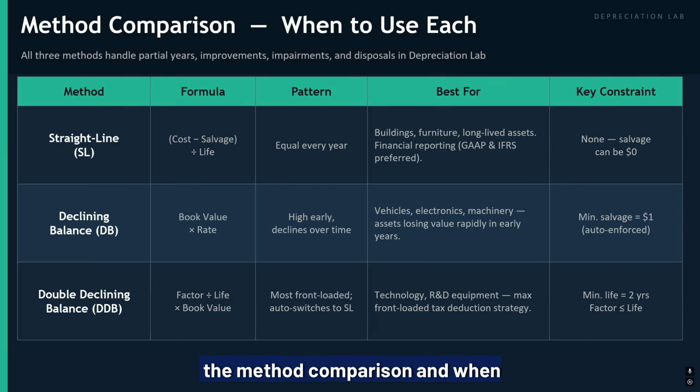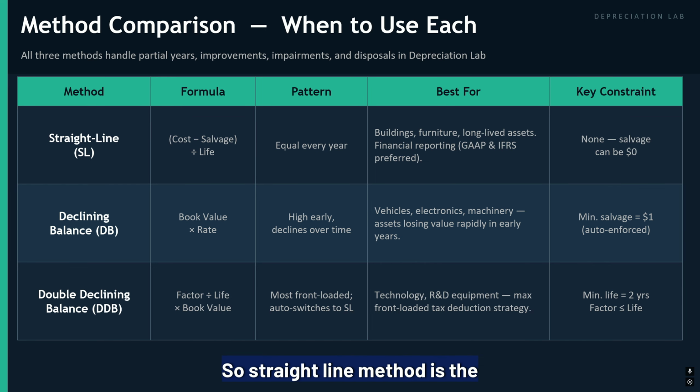Now you can see the method comparison and when to use each of these methods, depending upon your business and especially the fixed asset you are dealing with. So all 3 methods handle partial years, improvements, impairment, and disposals in the Depreciation Lab app. So you can see the grand summary of the 3 methods.